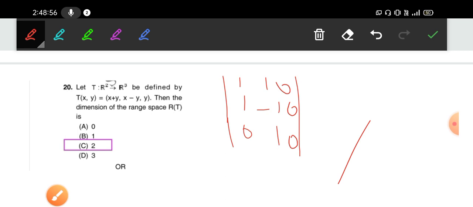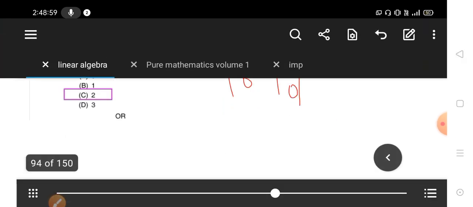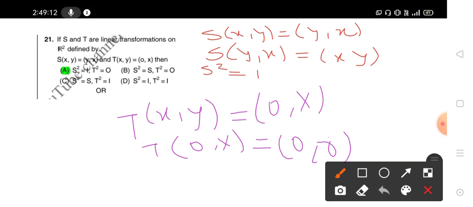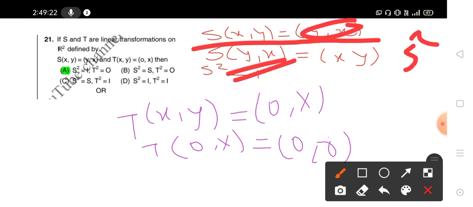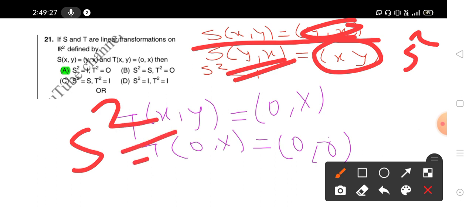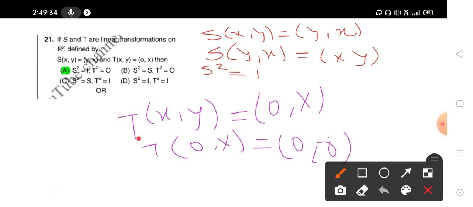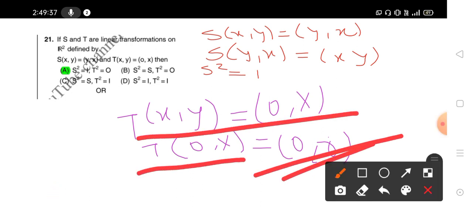Next question. If S and T are linear transformations on R2 defined by S of (x, y) equal to (y, x) and T of (x, y) equal to (0, x), then S of (x, y) equal to (y, x), and S square gives (x, y), which is identical, so S square is equal to I. And for T of (x, y) equal to (0, x), T of (0, x) is equal to 0, so T square is equal to 0. Option A is correct.